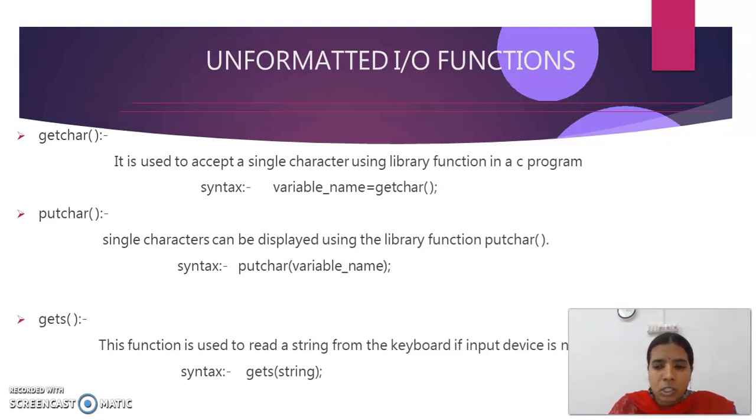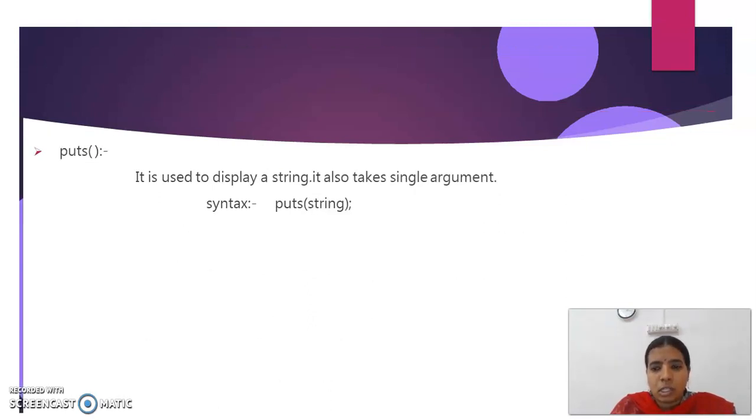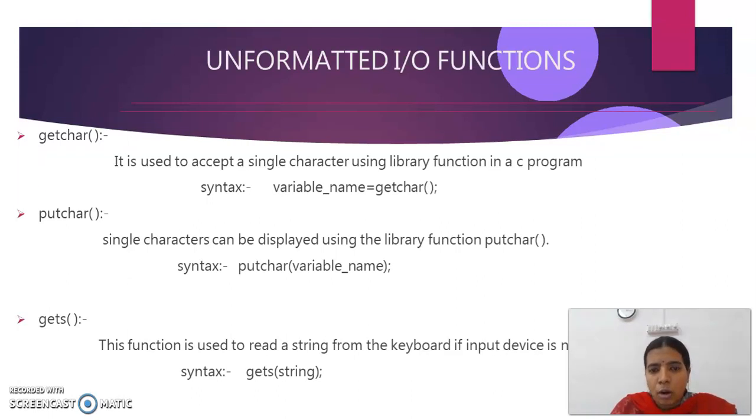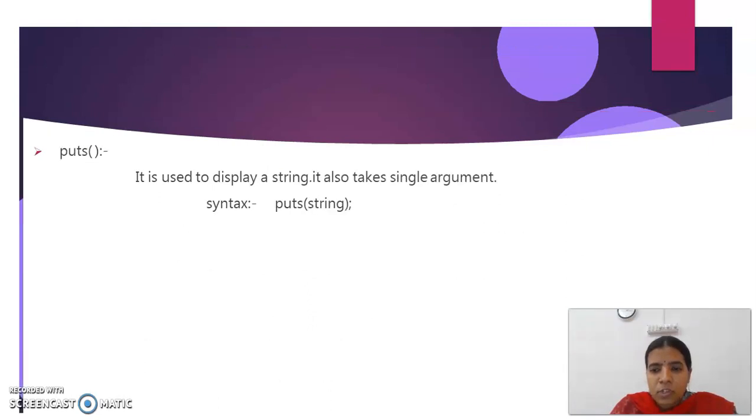Whereas gets is a function that is used to read multiple characters, a group of characters, at once. And puts is a function that is used to write multiple characters at once to a monitor. So the syntax is: ch = getchar(), putchar(ch), gets(string) and puts(string). These are a few unformatted input-output functions which are used to support input and output operations.